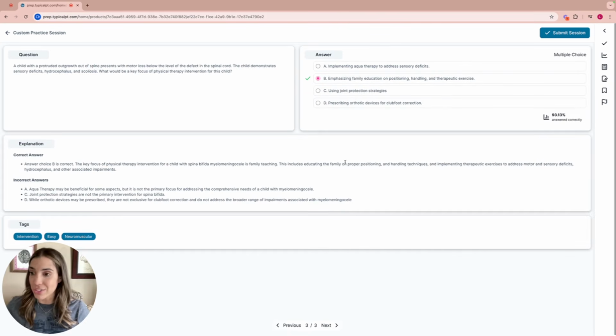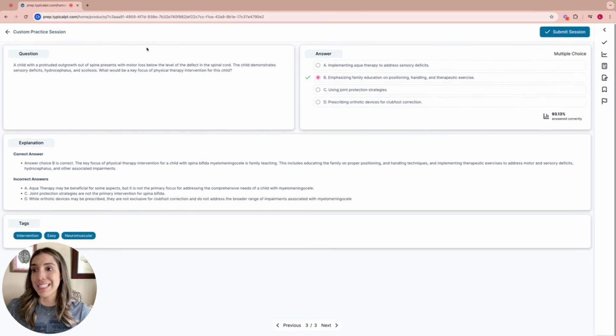Okay, so that's the right answer. Answer B, emphasizing family education on positioning, handling, and therapeutic exercise, is the best option. Now A, again, aquatic therapy, it's beneficial, but it's not the primary focus. C, joint protection strategies are not the primary intervention for spina bifida, especially if the child is able to mobilize a little bit, right?